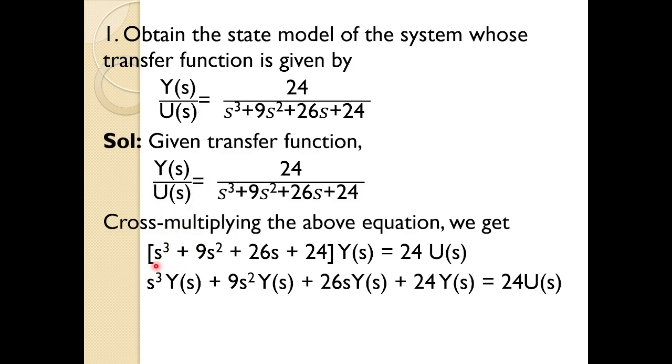If you cross multiply, you will get Y(s) into (s^3 + 9s^2 + 26s + 24), that is equal to 24 into U(s). Just expand the left hand side term. So just multiply Y(s) with this whole term in the bracket. You will get s^3 Y(s) + 9s^2 Y(s) + 26s Y(s) + 24 Y(s) equal to 24 U(s).